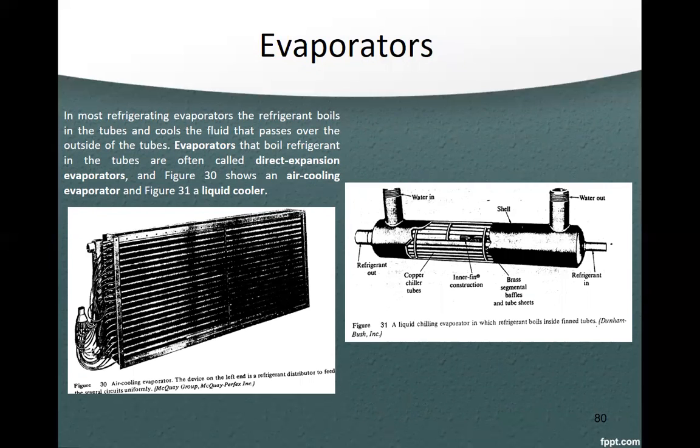Next, evaporator. In most refrigerating evaporators, the refrigerant boils in the tube and cools the fluid that passes over the outside of the tube. Evaporators that boil refrigerant in the tube are often called direct expansion evaporators. Yan, nag-expand siya doon sa loob ng tubo. Yung sa labas, normally hangin to. So figure 30 shows an air cooling evaporator, and figure 31 is the liquid cooler. Ito naman is water na papasok. Tawag niya liquid cooler.